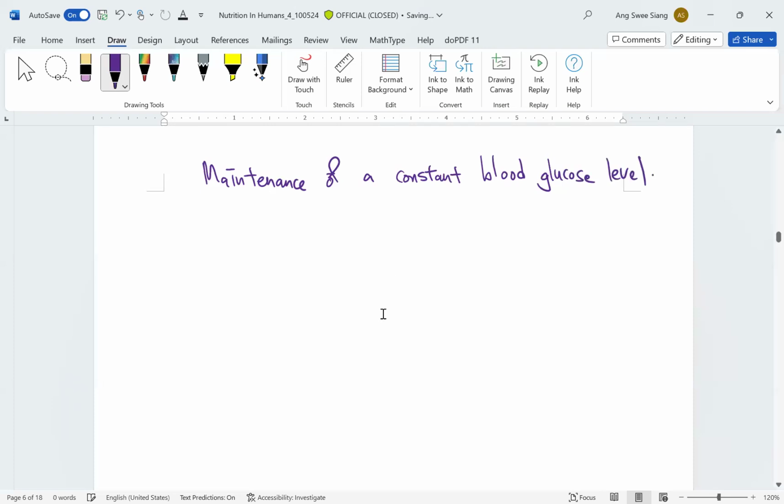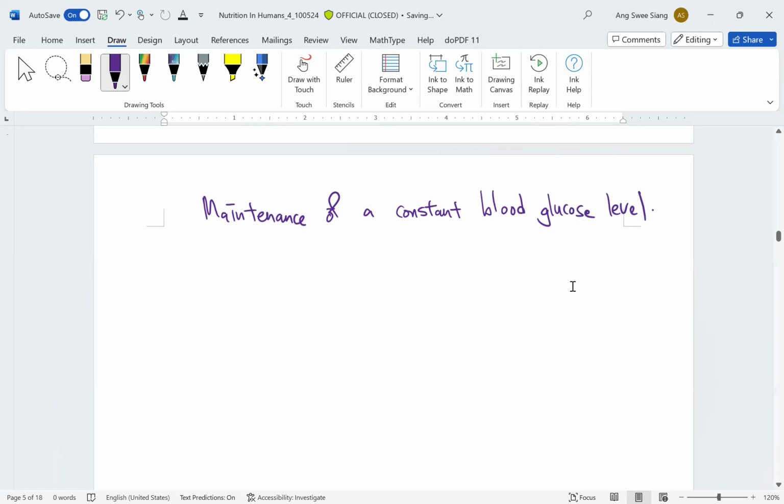Again, when we talk about a constant blood glucose level, that is a normal level. When we say maintenance of a constant blood glucose level, at what level? At a normal level. This word is important. When we talk about the maintenance of blood glucose level, you need to make reference to the normal level.